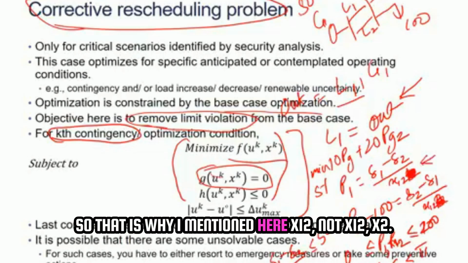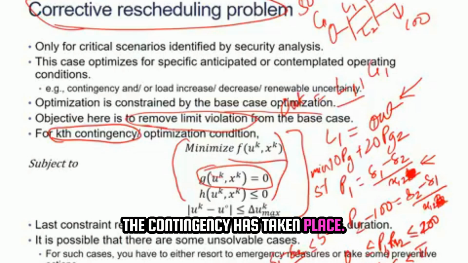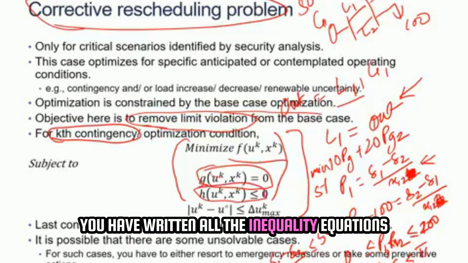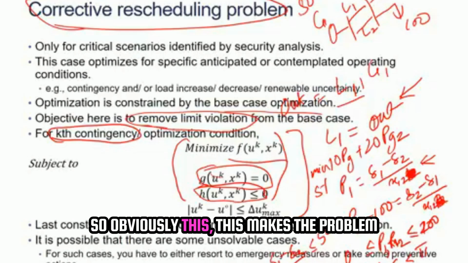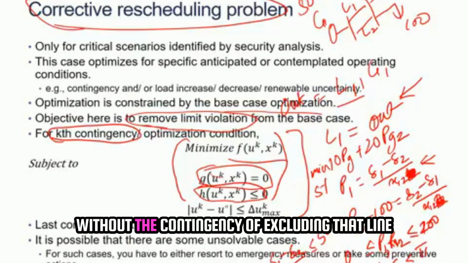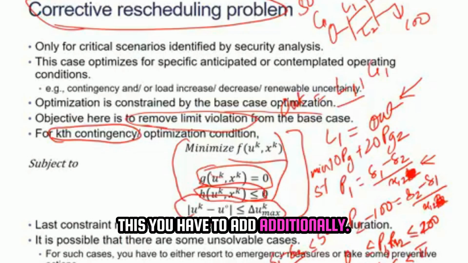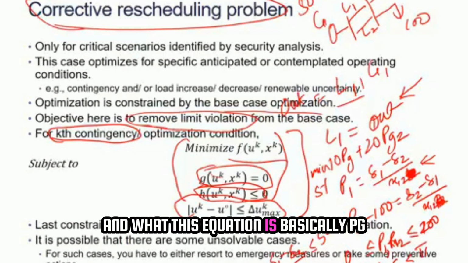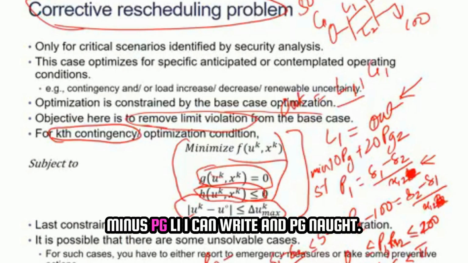That's why I mentioned here x12, not x12 by 2, because we have assumed that the contingency has taken place. You have written all the inequality equations assuming that the contingency has taken place. So this makes the problem without the contingency, excluding that line or generator which is assumed to have the contingency. Here this you have to add additionally, and what this equation is basically is PG minus PG L1, I can write, and PG naught.